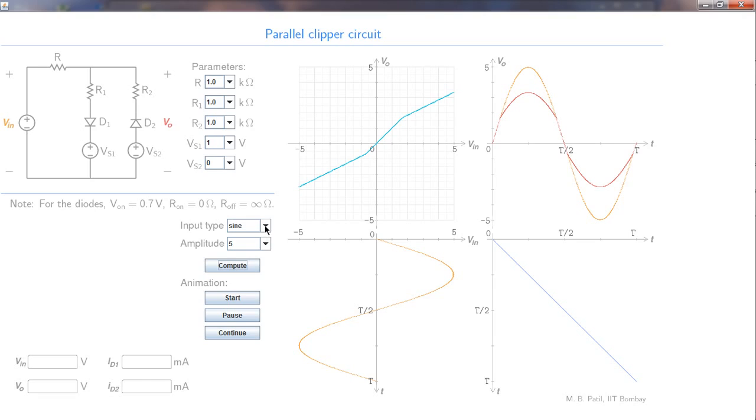Let us choose the triangular input option because that is what we considered in our example, and compute again. So this is our input voltage. That axis is V in and this one is time. So the input voltage is going from -5 to +5, and the period is denoted by T over here. Now this input voltage is repeated in this plot over there, the yellow one, and the red one is the output voltage as a function of time.